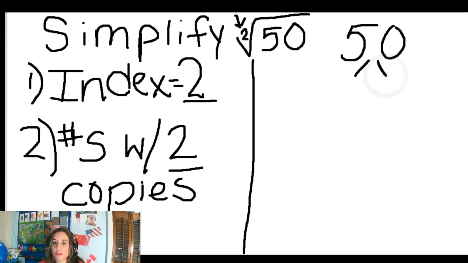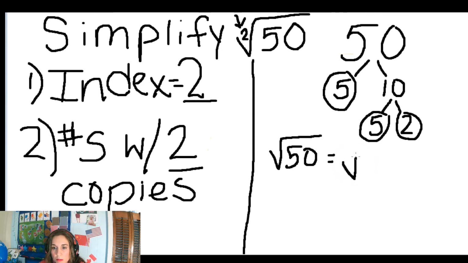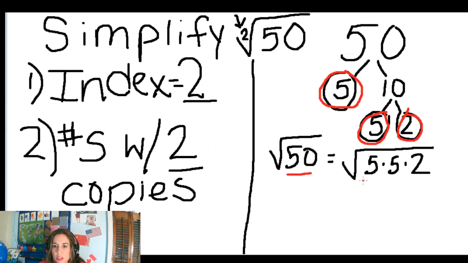Any 2 factors of 50, I'm going to start with 5 and 10. Then I ask myself, is it prime? Well, yes, 5 is, so I'm going to circle it, but 10 is not. I can break that down even further to 5 times 2. 5 is prime, 2 is prime. I've hit my prime factorization of 50. So the square root of 50 is equal to the square root of 5 times 5 times 2. I just took these 3 factors that I found, 5, 5, and 2, and broke up my 50 into 5 times 5 times 2.